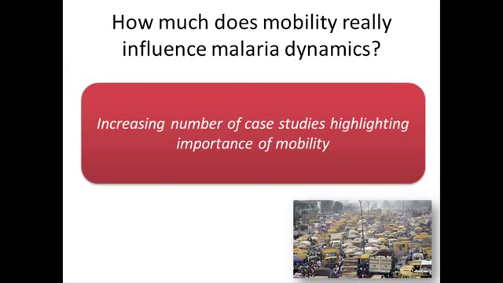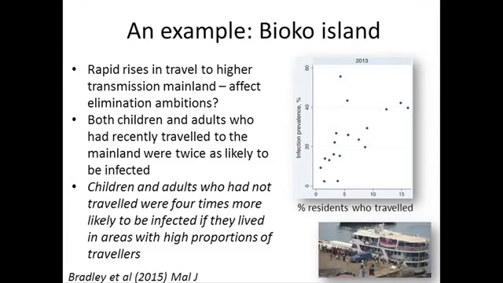This is one recently from Malaria Journal and by Bioko Island. They looked at travel to the mainland, which was higher transmission. They have an ambition of elimination on Bioko Island in Equatorial Guinea. How much did this movement affect their elimination ambitions? Well, perhaps unsurprisingly, children and adults who had recently travelled to the mainland were twice as likely to be infected.